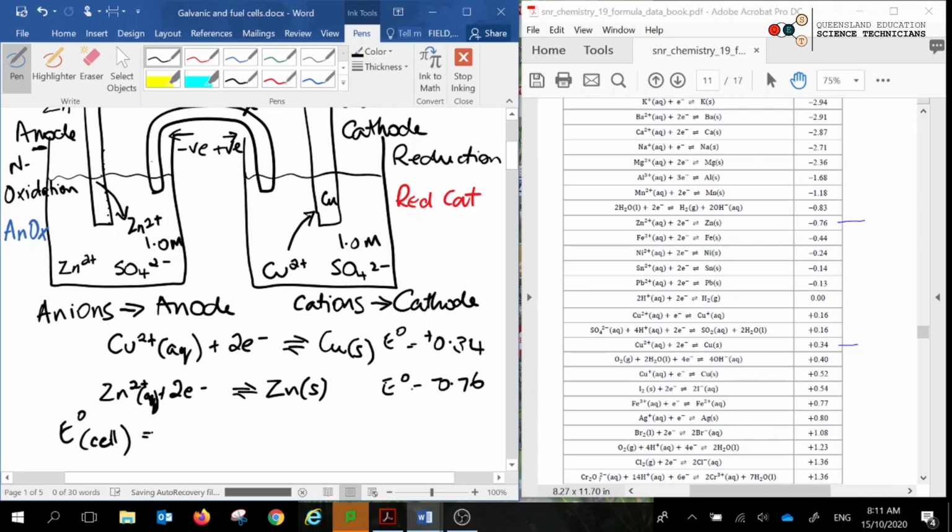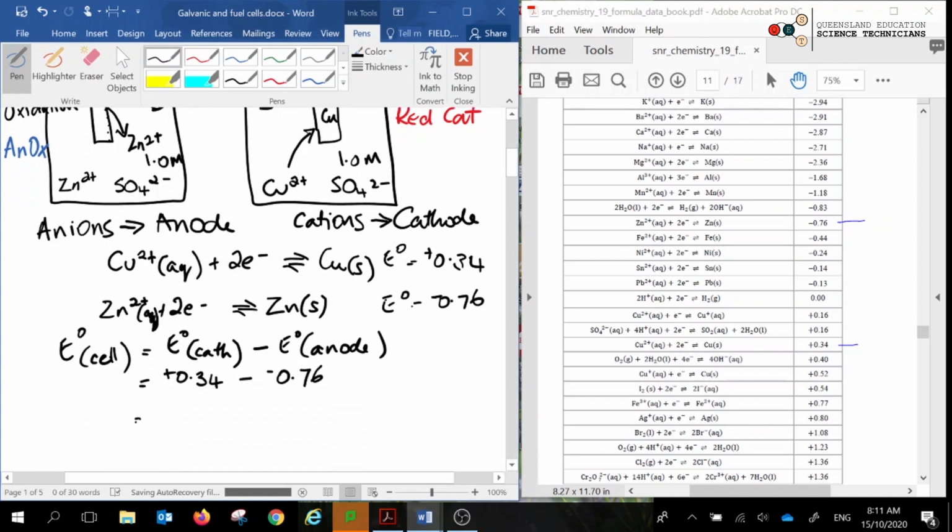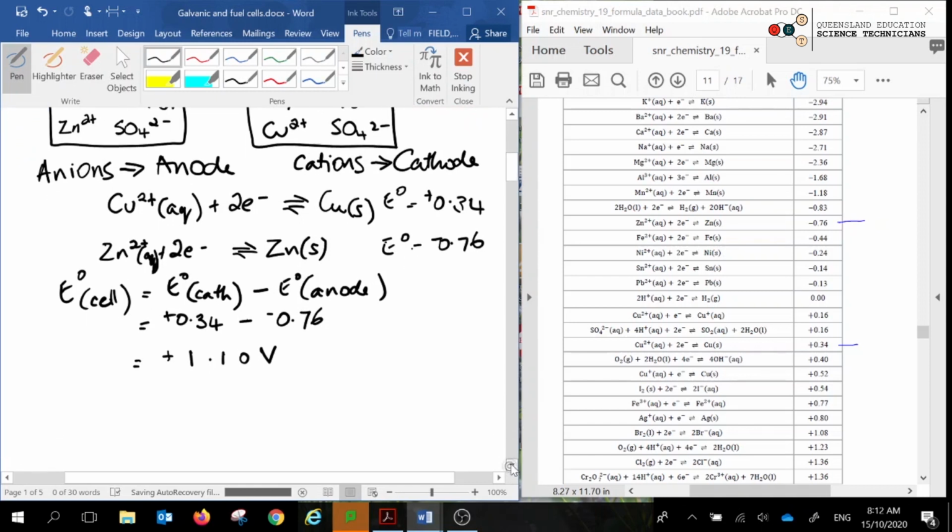So the way I do that is to do my electrode potential of my cathode minus the electrode potential of the anode. So then I have my positive 0.34 minus negative 0.76. So that would become the same as doing a plus 0.76 because the negative and the negative cancel each other out. So 6 and 4 is 10, and 8 and 3 is 11. So it's going to be a positive 1.10 volts. It's a theoretical electrode potential difference that can actually be generated with this cell. This is one way of looking at it.